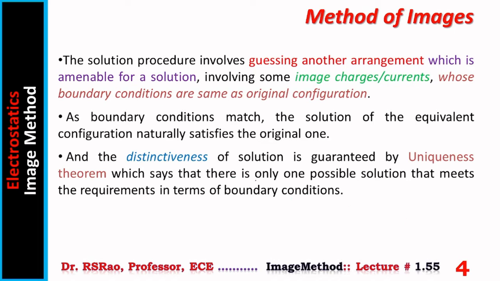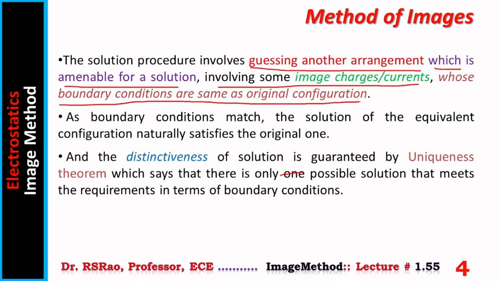The solution procedure involves guessing another arrangement which is amenable for solution. Of course, this arrangement involves some image charges and currents. This arrangement, which is a guesswork, its boundary conditions must be the same as the original configuration. So guessing another arrangement, this arrangement must be amenable for solution, and this arrangement must give boundary conditions same as the original configuration. So 3 steps are there. These are the basic steps. These are critical steps that are there in the method of images.